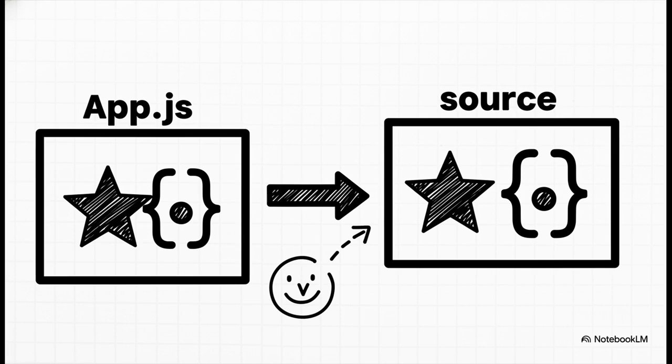So now, back in our app.js file, look how clean this is. We can import both components from that single gallery.js file. We use the default import syntax for gallery and the named import syntax with the curly braces for profile, all from the same file. Everything is organized and working together perfectly.